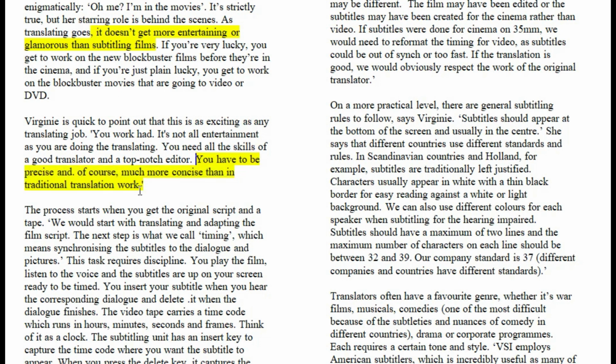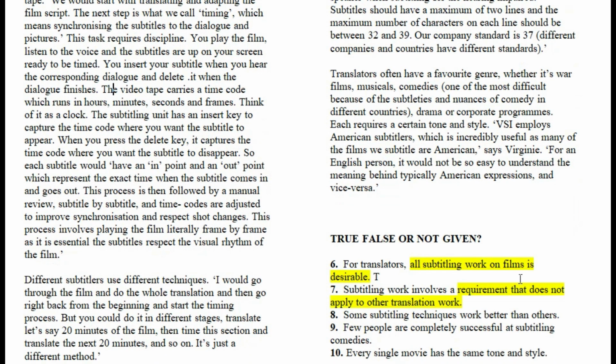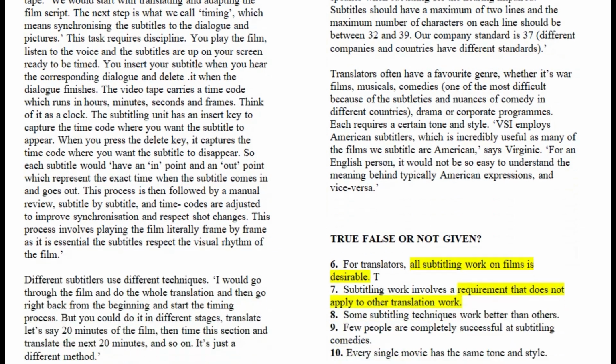So you can see that the key is given here. You need to be more precise, much more concise than in traditional translation work. And if you pay attention, look through the third paragraph, you can see the list of the needed disciplines, the needed skills that one needs in order to translate something. So this one is also true because it tells us it doesn't apply to any other translation work, and you need to be more concise and precise than in traditional translation work.